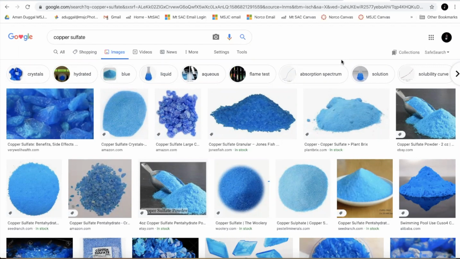Right? So you can mention here that copper sulfate has absorption at a specific wavelength, and zinc does not have any such high absorption at one wavelength.